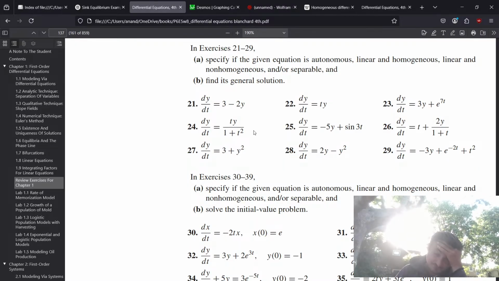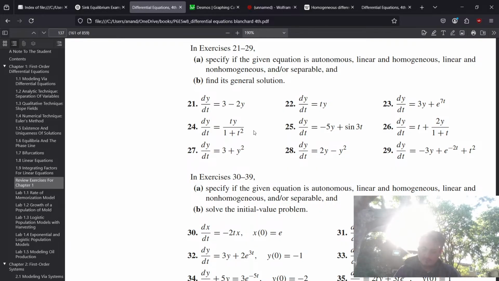So we have f of t is equal to t over 1 plus t squared, g of y is equal to y. dy/dt is equal to... okay, so we're going to get dy over y is equal to t over 1 plus t squared dt. I don't know how to integrate this. We're going to get ln y.